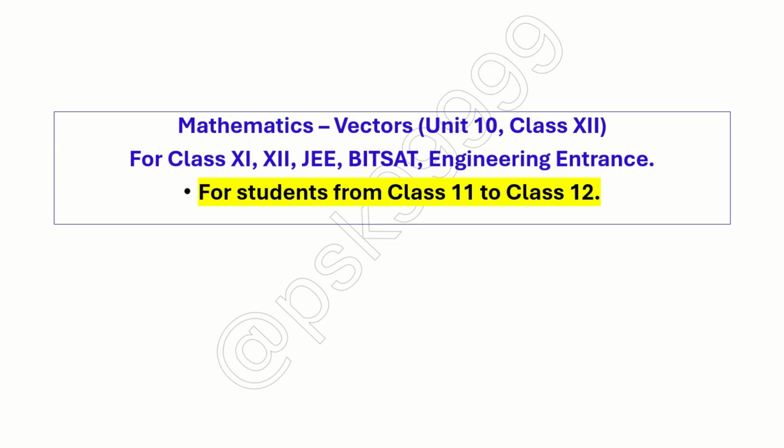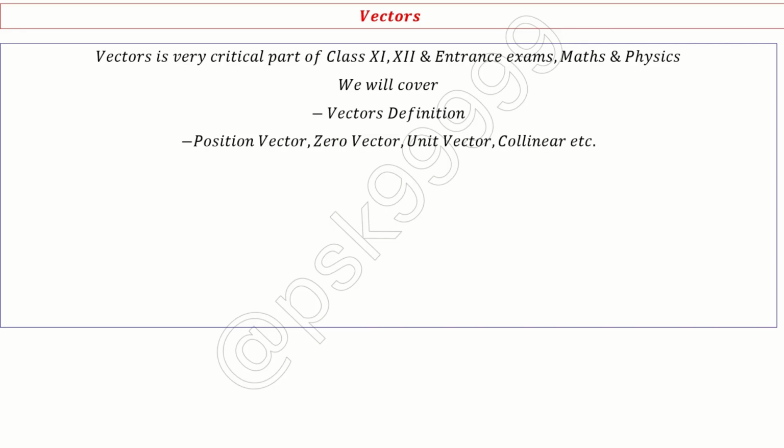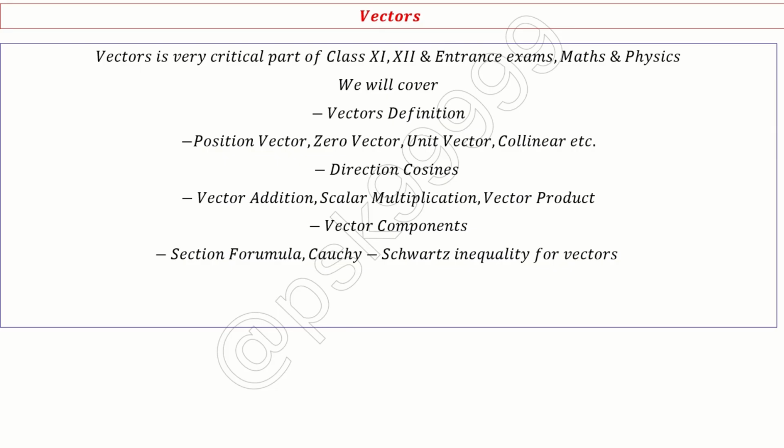So let's do the vectors chapter first. This is good for class 11th, 12th, and JEE engineering entrance aspirants. What we will learn in this is the definitions of vectors, what the various kinds of vectors are: position vector, zero vector, unit vector, collinear, etc. Direction cosines, vector addition, scalar multiplication, vector product, vector components, then section formula, Cauchy's squares inequality for vectors, then all the NCERT exercises which are there.